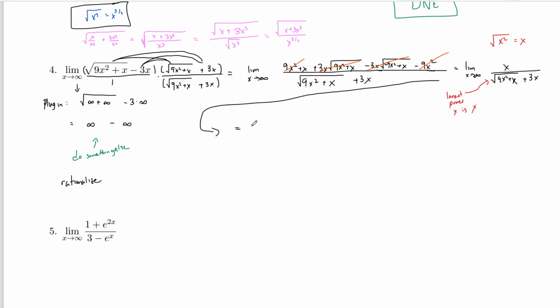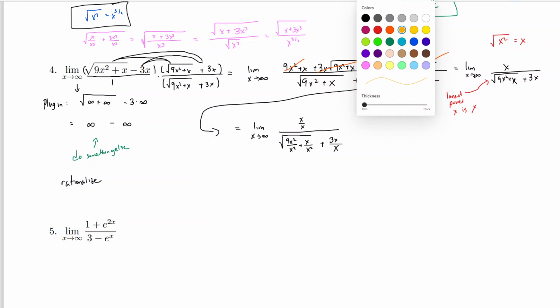All right, so I'm going to continue this down here. We have the limit as x goes to infinity. We have x over x on the top, divided by, remember when we throw the x in the square root, it's going to become x squared. So we get 9x squared over x squared plus x over x squared, because it's in the square root, plus 3x. This one's not in the square root, so it's just over x.